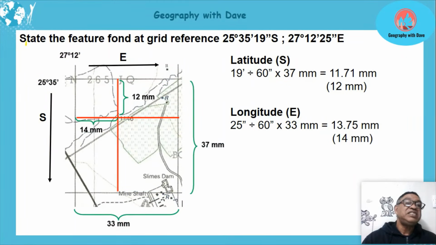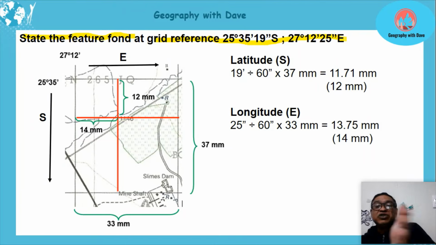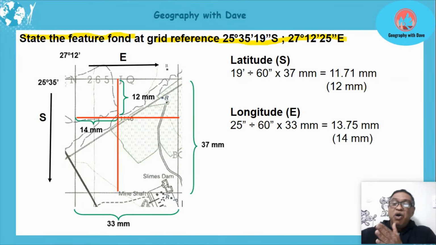All right, I say state the feature found at the grid reference. Now, you are given the grid reference, and you have to convert it to a point of a minute. So how will I do that?